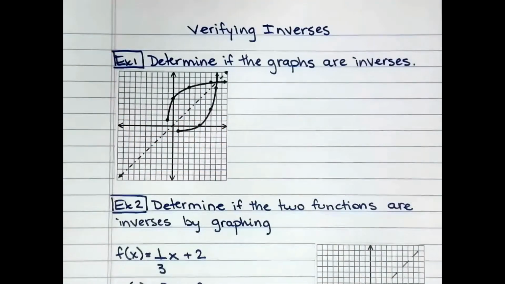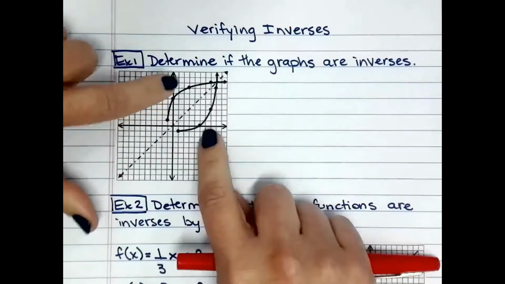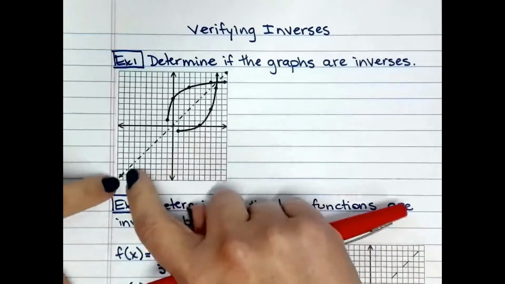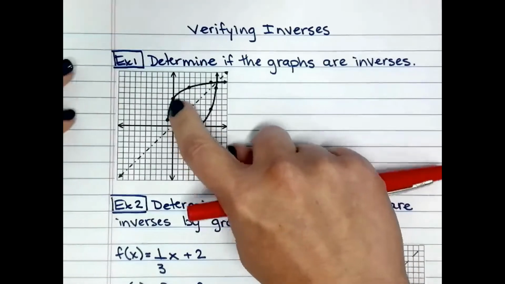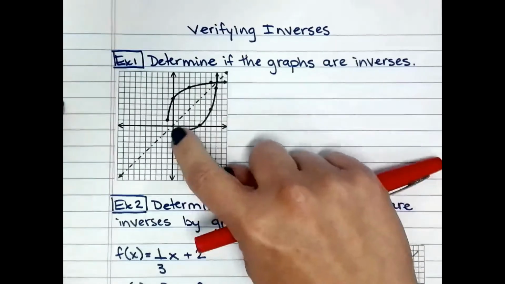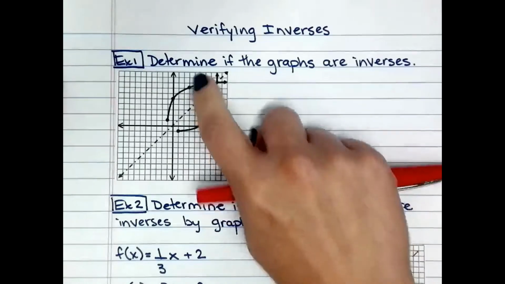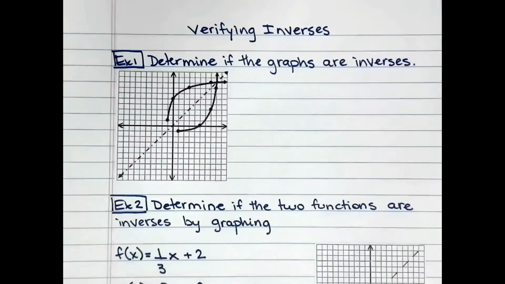Hey guys, today we're verifying inverses. So yesterday we talked about what inverses are and how they are a reflection over the y equals x line. So this is the y equals x line, and this is a reflection of this. Therefore, they're inverses. We just did number one, easy.